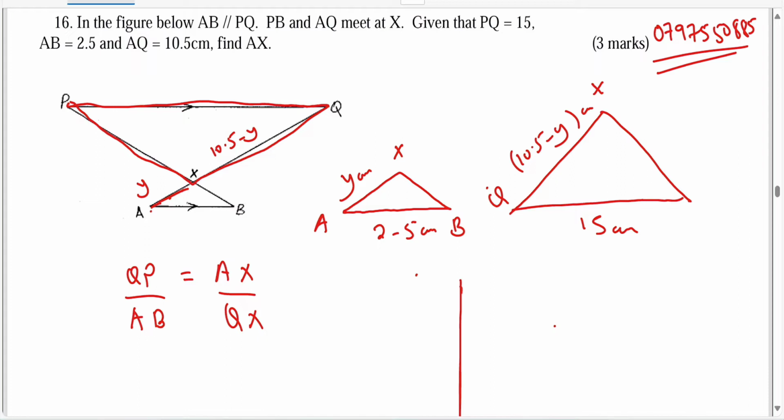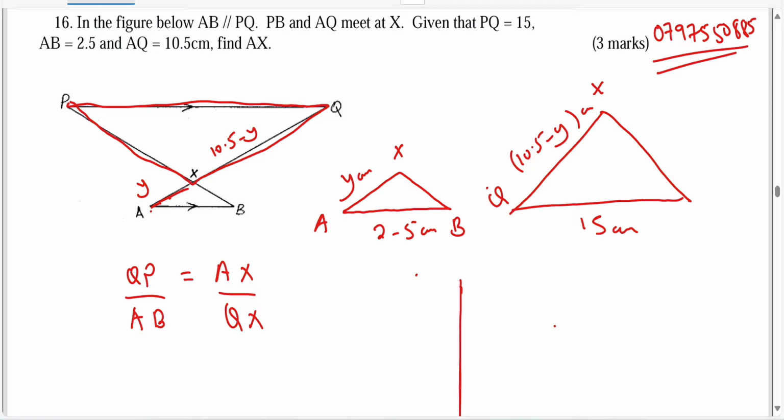Okay, in the figure below, hii swali kulikuwa na correction, nimekosea mahali. It was just a minor mistake which I'm rectifying right now, and then we can proceed to section 2. Question 16 says in the figure below, AB is parallel to PQ, PB and AQ meet at X, given that PQ equal to 15, AB equal to 2.5 and AQ equal to 10.5 centimeter. Find AX. Kama kawaida niliwachorea hiyo triangle.